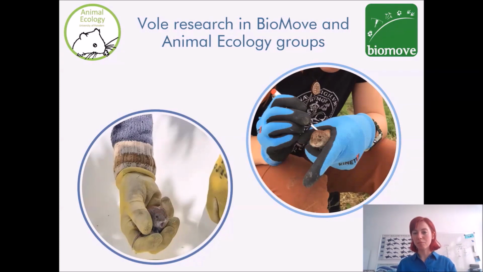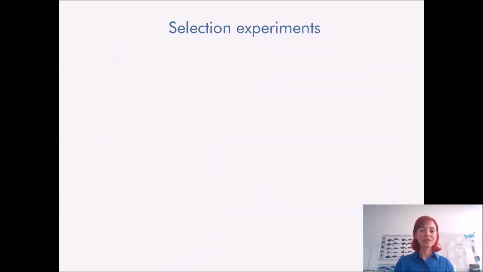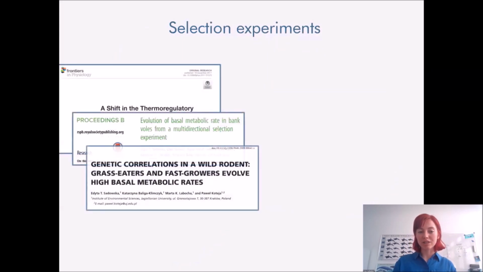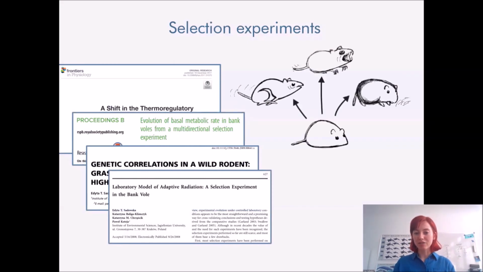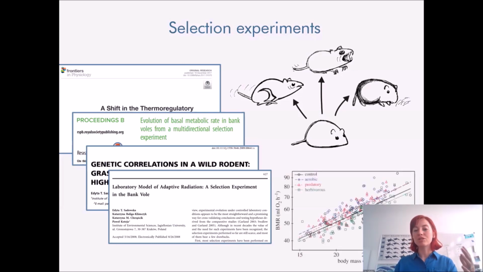We have the animal ecology and BioMove projects that both do a lot of really cool empirical work on bank voles. And then also there are a variety of different selection experiments that have been done on the species where they've been selecting for a variety of different traits. So this is my favorite image I've ever found in a scientific paper. In this, they're actually able to select for different traits. And when doing so, they can measure actual inherited changes in the metabolic traits of this species.